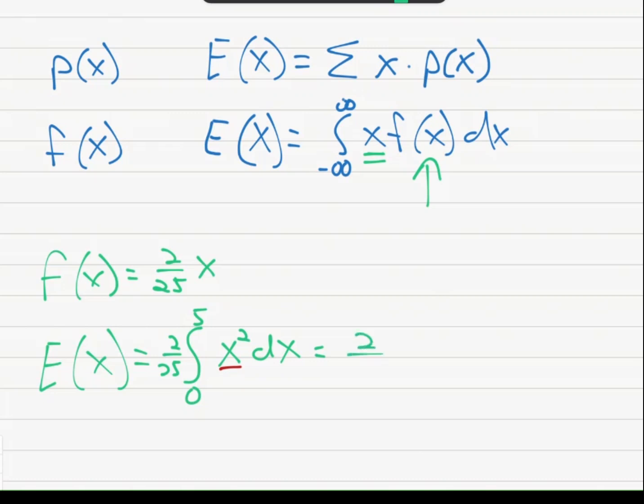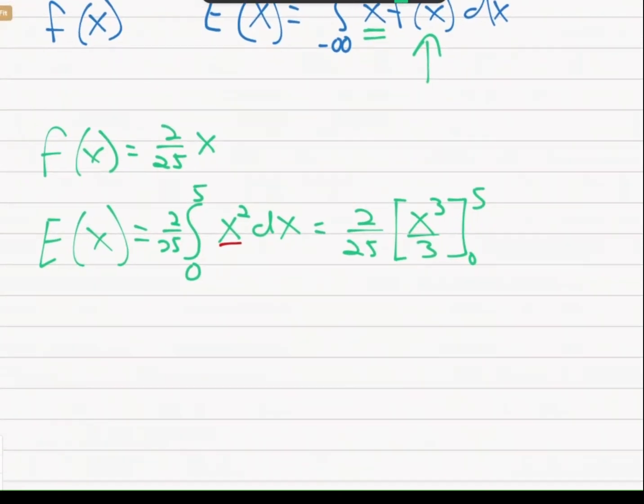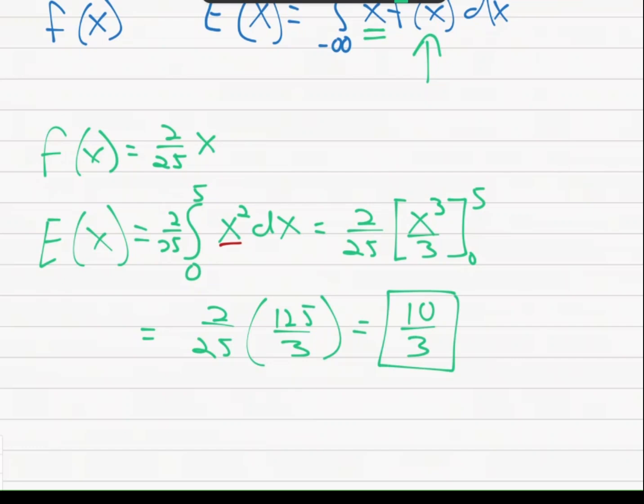I just have 2/25 times x cubed over 3 evaluated at 0 and 5. And of course, 5 is the one that's important because when I plug in 0, this will be 0. So this is equal to 2/25 times 125 over 3, which I believe simplifies to 10/3. Now this makes sense, 3 1/3.